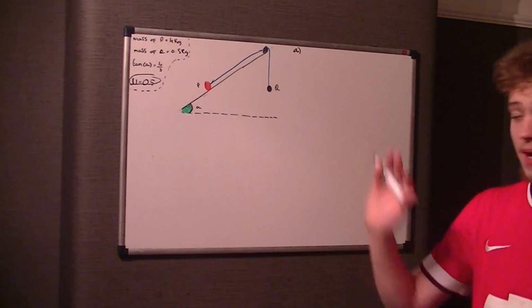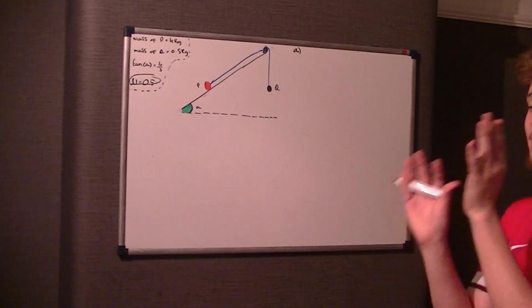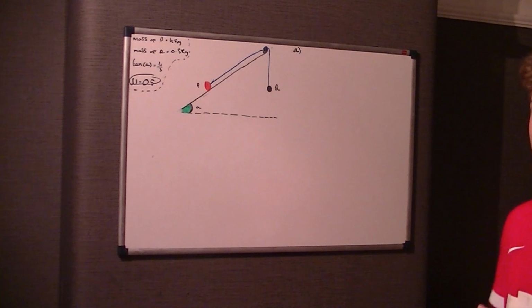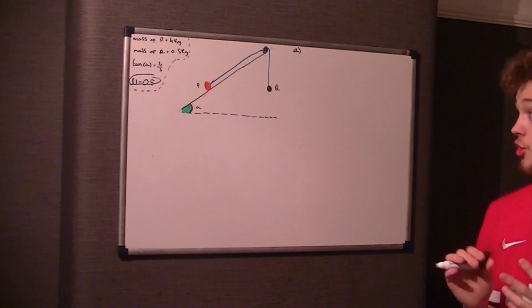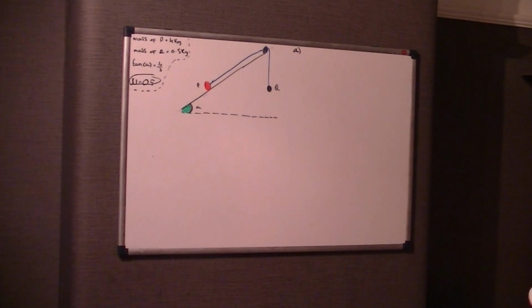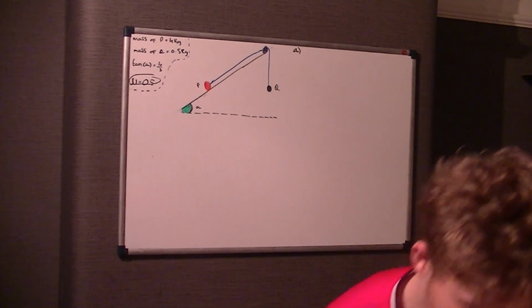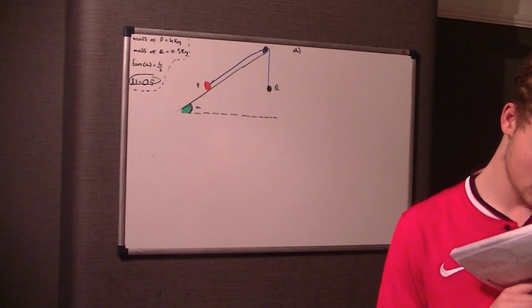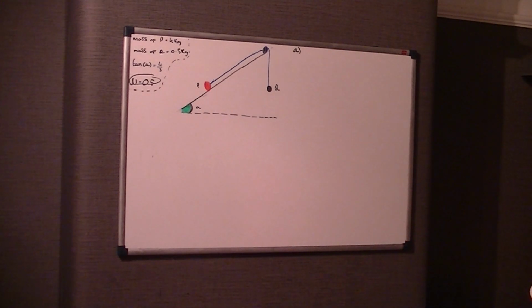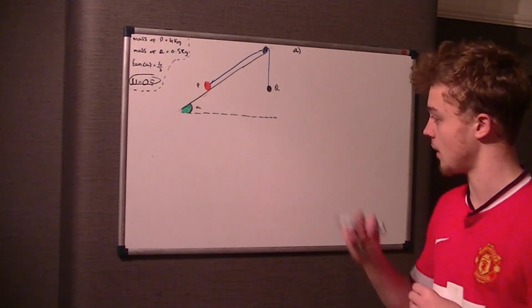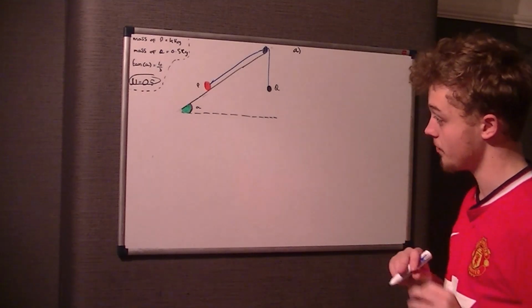As I said, all this information is given in your exam. Part A asks us to find the tension in the string during the motion. It's held at rest on a fixed plane. So first thing we need to draw on here is all the forces that we've got acting on these particles.